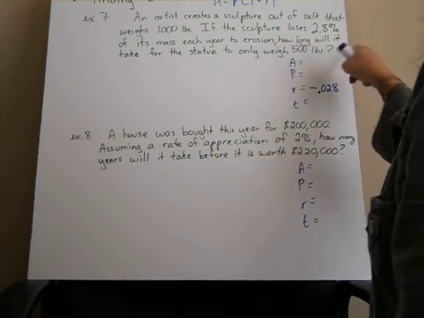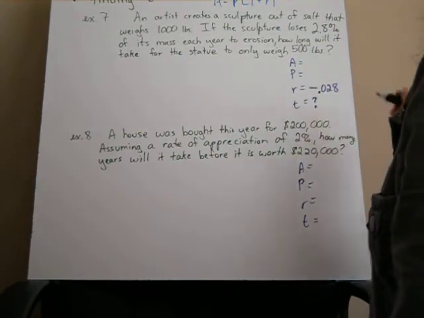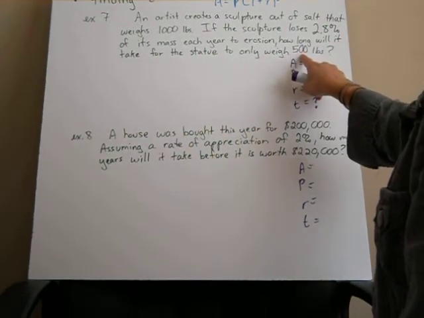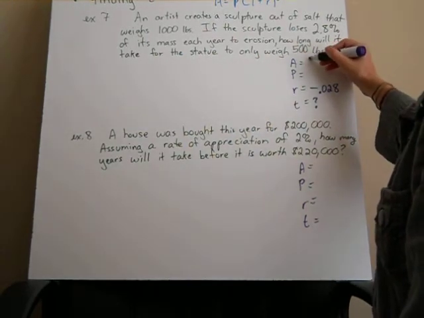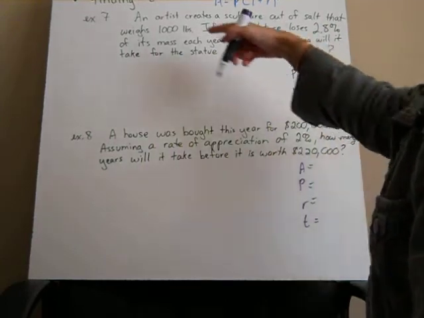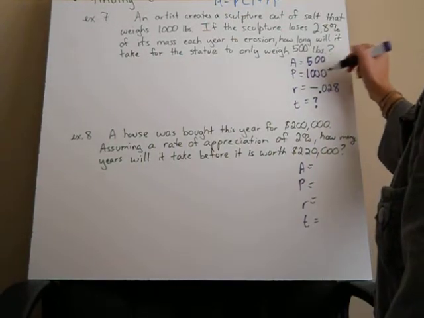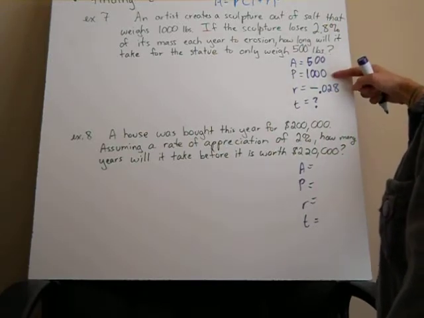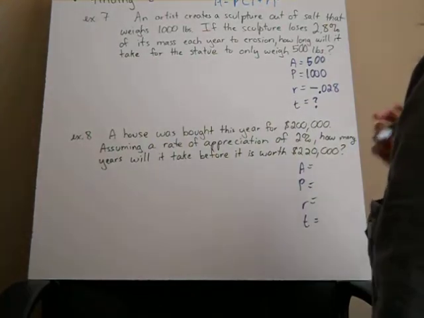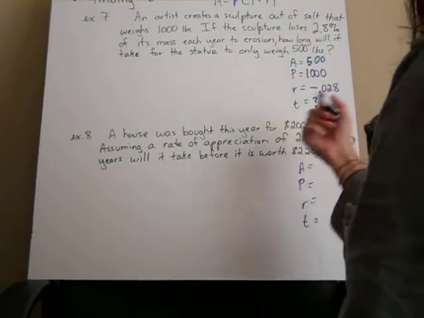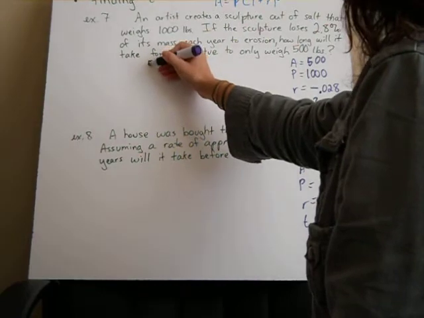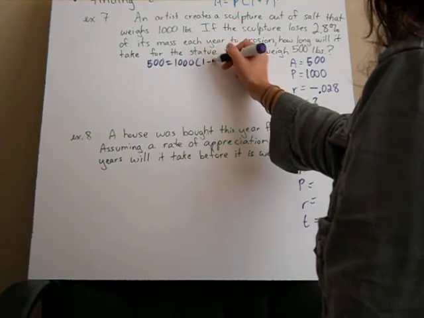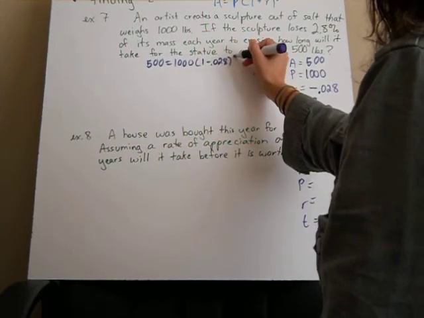And then it asks how long, so we're looking for time, how long will it take for the statue to only weigh 500 pounds? So this is our ending amount. So that means A is 500 and P is 1,000, because we're starting with 1,000 and finding how long it will take to go from 1,000 pounds down to half its weight, which is 500 pounds. So plugging these into our formula, that means 500 is equal to 1,000 times (1 minus 0.028) to the t power.